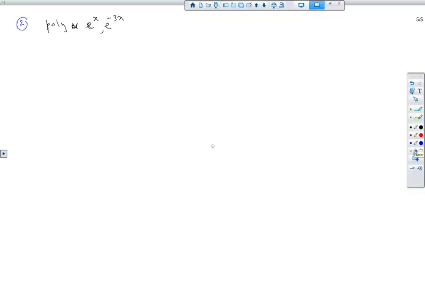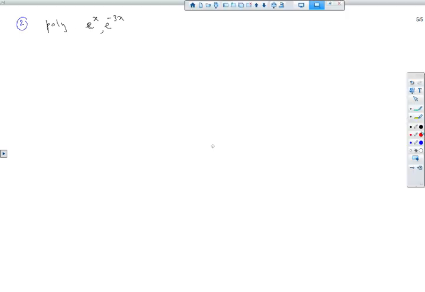If you have this, what we're going to do again is pick u equal to the polynomial. So this is similar to trigonometric functions. When you have a trigonometric function and a polynomial, we pick the polynomial. When you have a polynomial and an exponential function, we again pick the polynomial part as u.